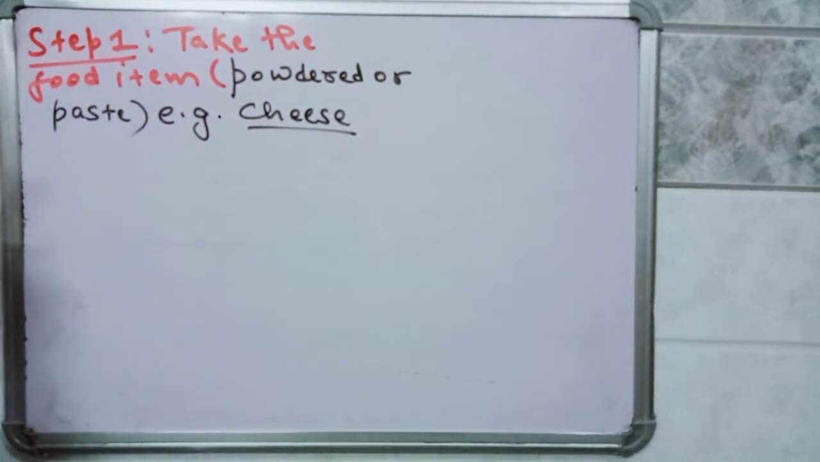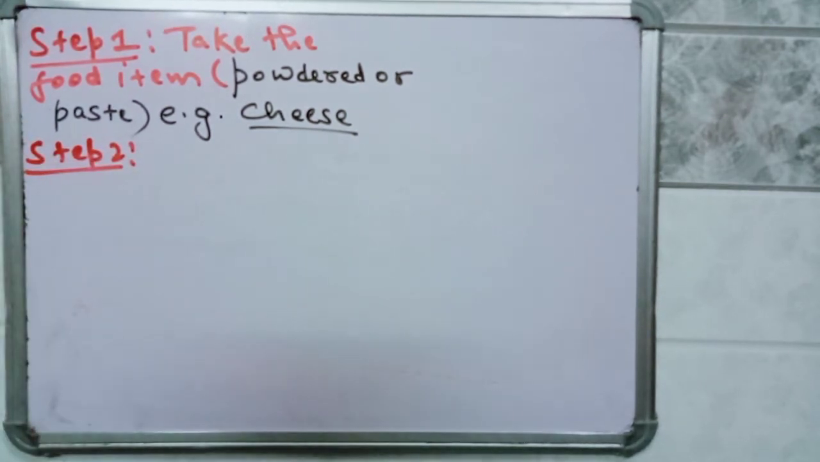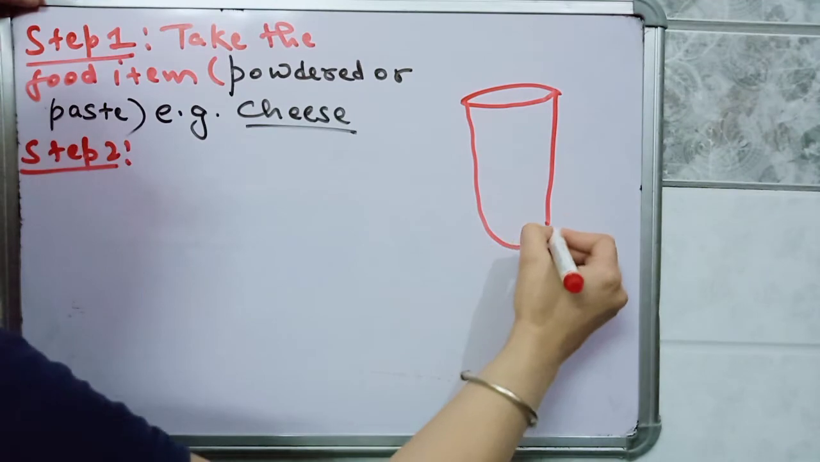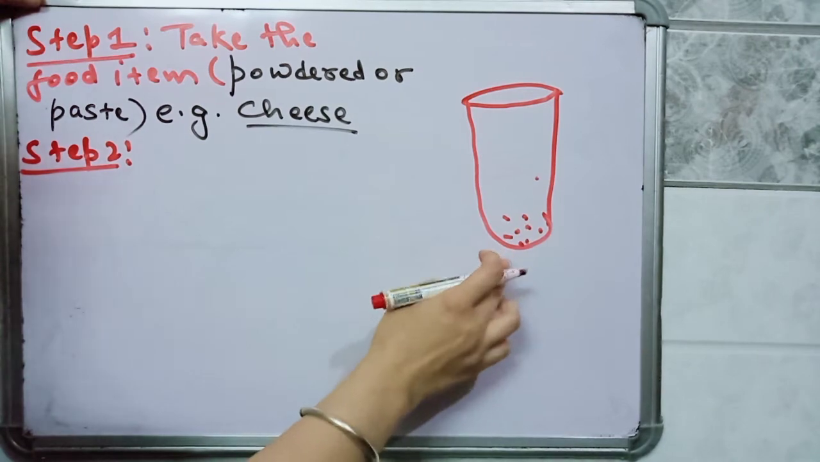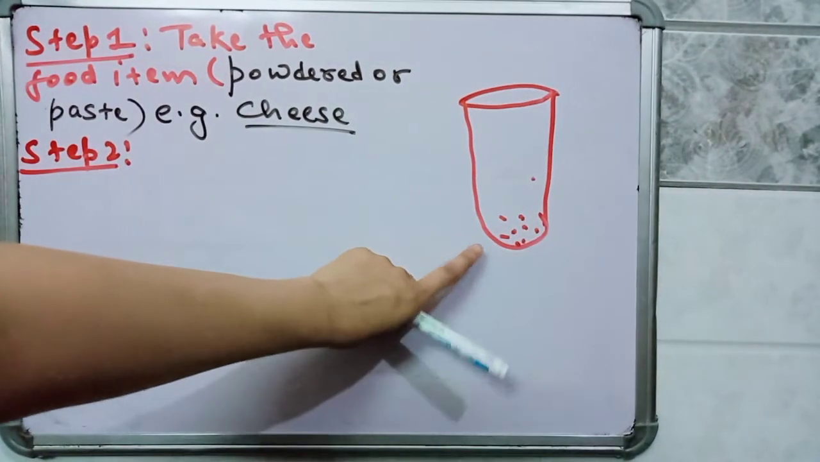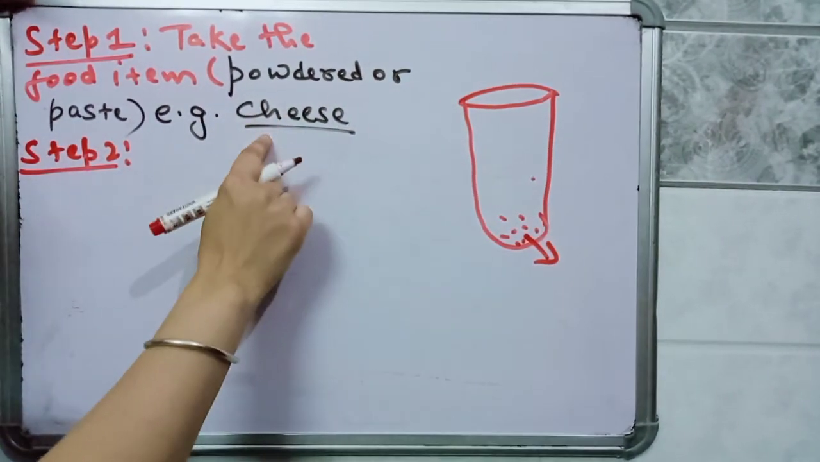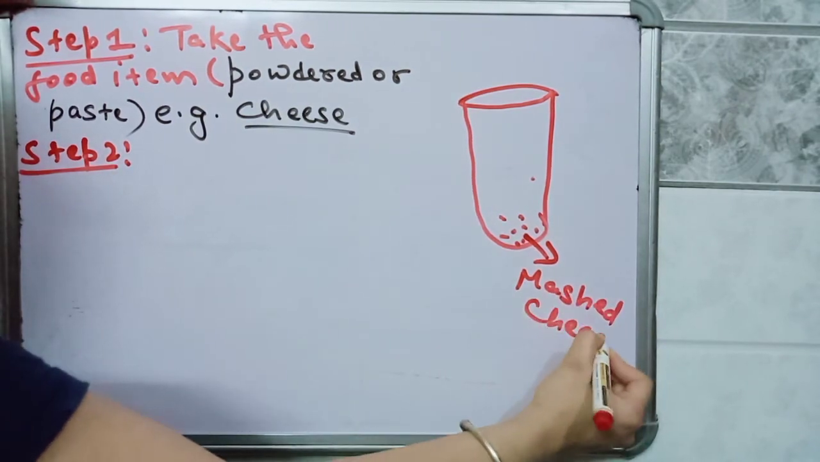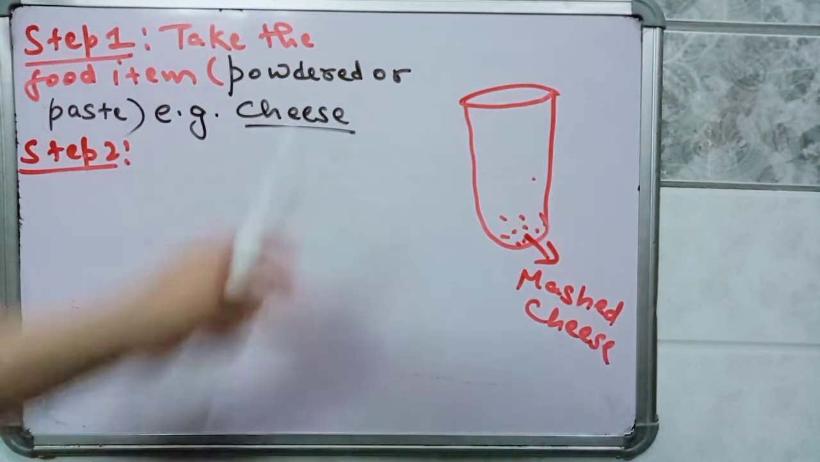Next step is, take a test tube and add the crushed food item into it. Suppose you have taken a test tube and add the crushed food item, the mashed food item, or the paste of the food item into it. Suppose we are testing the presence of protein in cheese, so add mashed cheese in the clean test tube.